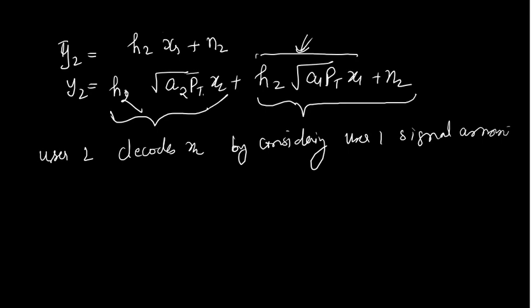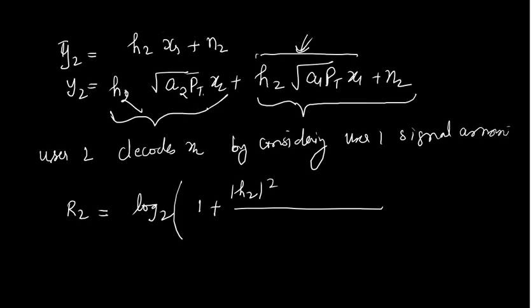So therefore the rate of user 2 will be log 2 1 plus, this is the signal power. Signal power is mod of H2 square A2 PT, and of course mod of X2 square is 1, so we are not writing it here. Noise is sigma 2 square plus mod of H2 square A1 PT. So this is the rate of user 2.